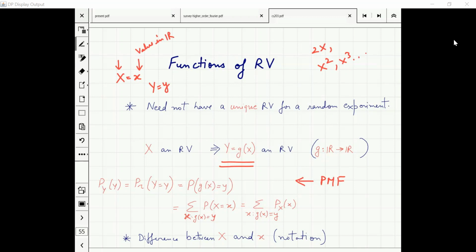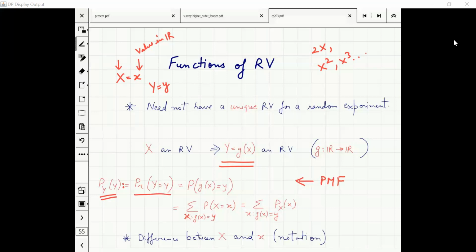Capital X is a random variable, and I will try to follow this notation. Capital letters will denote random variables. Small letters will denote the value taken by a random variable. And now the probability that random variable Y takes the value small y is this probability. This is just how we define it.